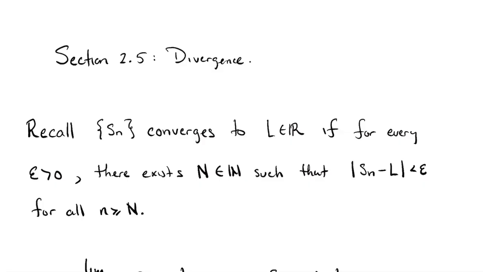In this section 2.5, we're going to look at some examples and develop some terminology for when a sequence doesn't converge, when a sequence doesn't have a limit. So we'll give a formal definition of this down here in a second, but when a sequence doesn't converge, we say that it diverges. So this section is called divergence.